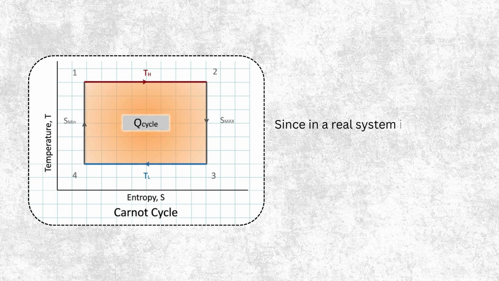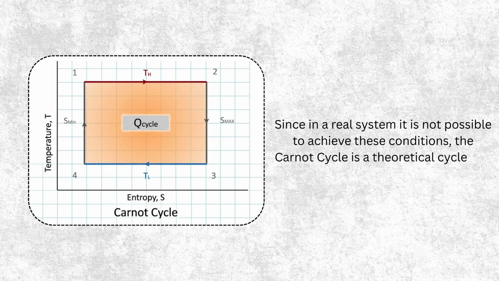Since in a real system it is not possible to achieve these conditions, the Carnot cycle is a theoretical cycle and is not attainable.